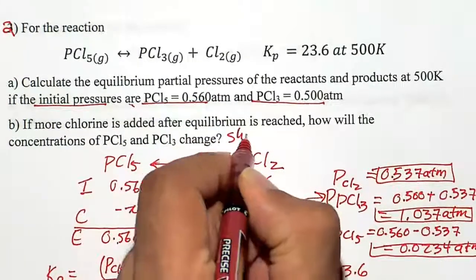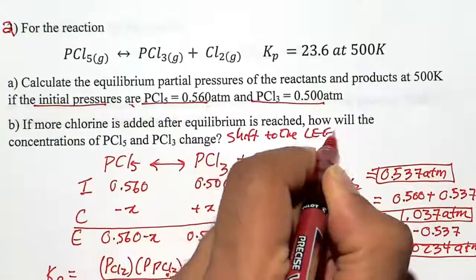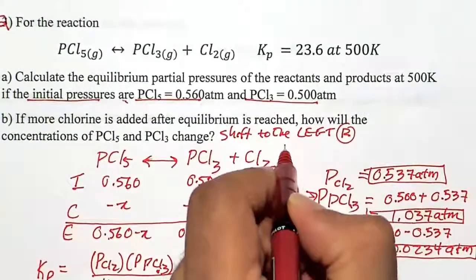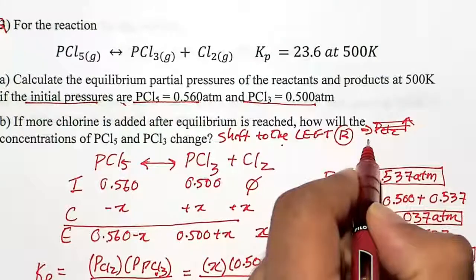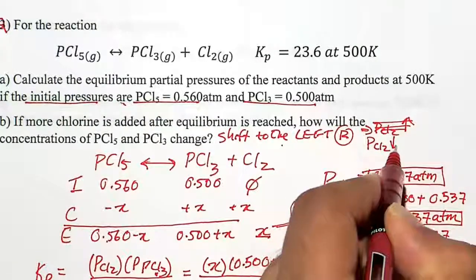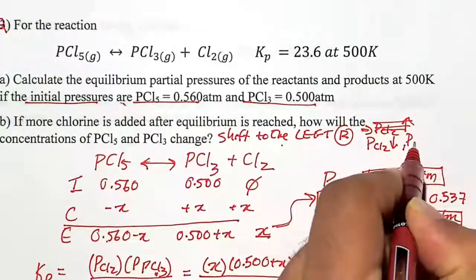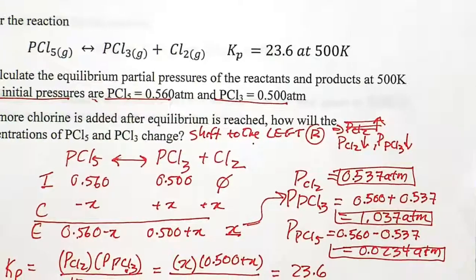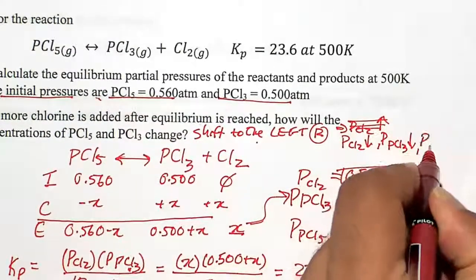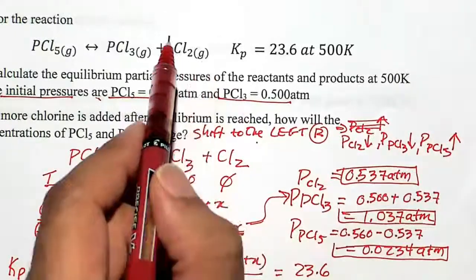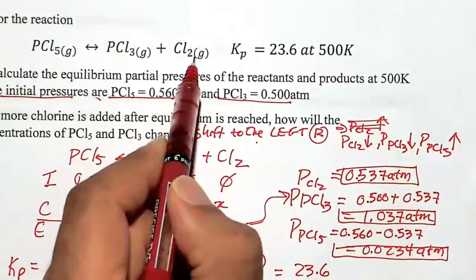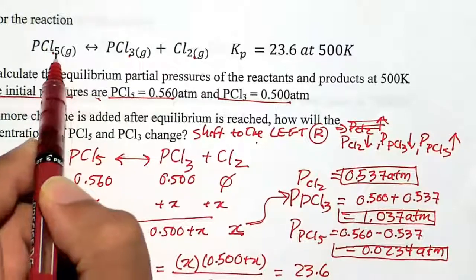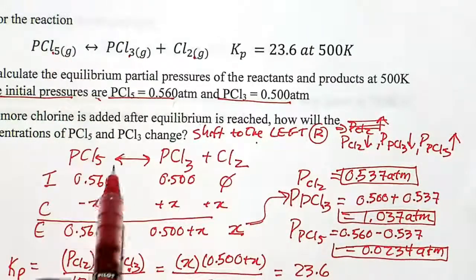So we would expect a shift left, to the reactant side. That means the pressure of Cl2 is going to decrease, the pressure of PCl3 is going to decrease, and then finally what will increase is the pressure of PCl5. Addition of chlorine will shift the equilibrium, so this will decrease and that will increase. This is an offset of the perturbation of the equilibrium, and it conforms to Le Chatelier's principle.